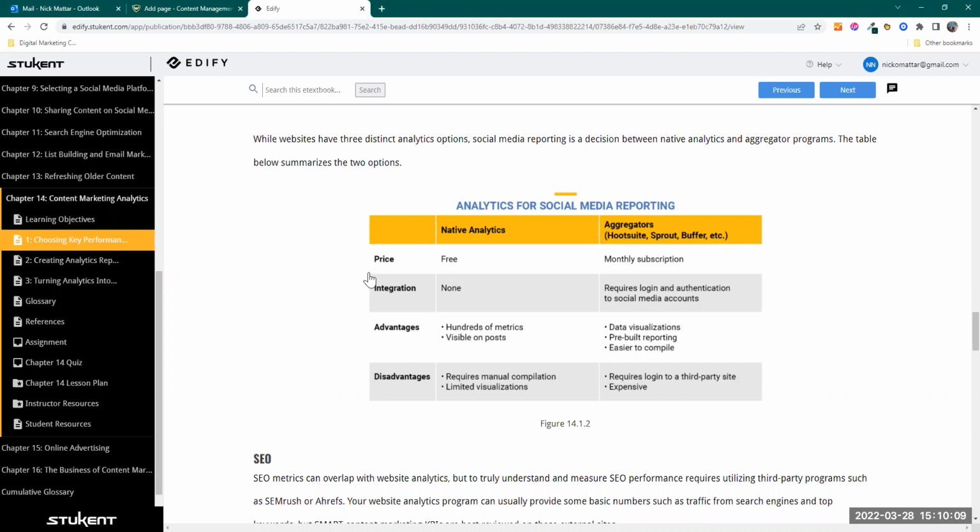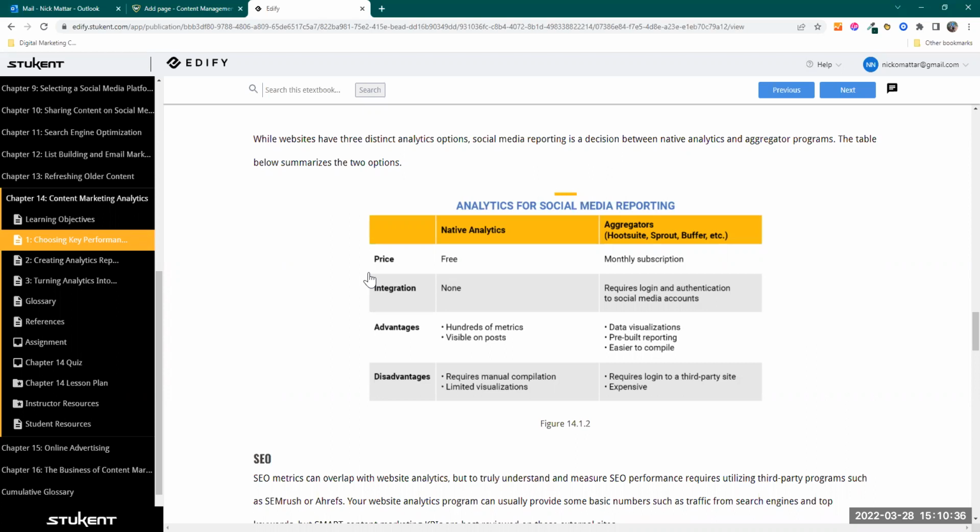I will warn you that the analytics you see natively out of social media accounts are going to be different than what you see that comes out of an aggregator. Specifically, Hootsuite is going to tell you a different number than what, say, Facebook is going to tell you. They won't be far off. It's not like Hootsuite will tell you had 10 clicks and Facebook's at 100, but they are going to be a little bit different.